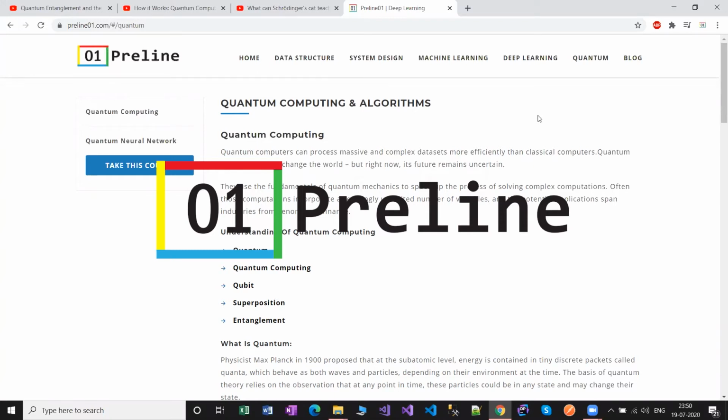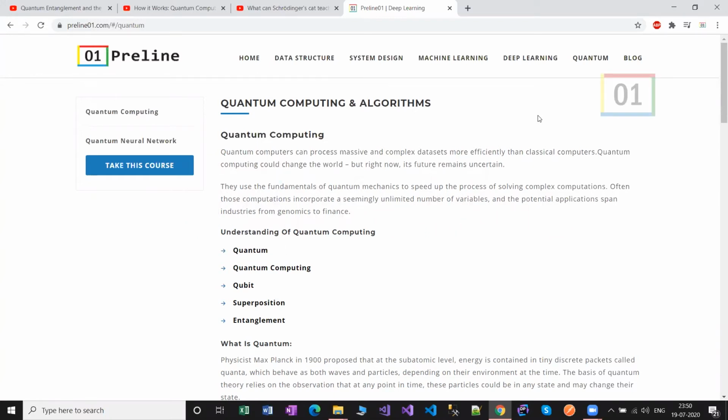Welcome to Preline. Today's session, we are discussing quantum computing using C-sharp and Q-sharp.